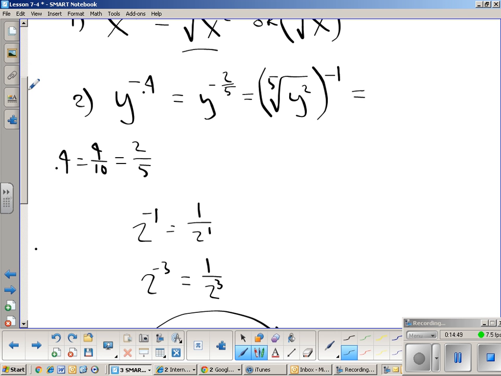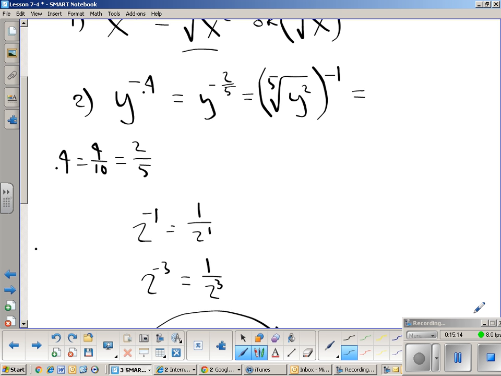What do you think, Mason? 5th root of y squared to the negative 1. How am I going to write that without the negative 1 exponent? So how do I write the reciprocal? That's what I'm asking you. Tell me what to write. Would you just switch to... No.